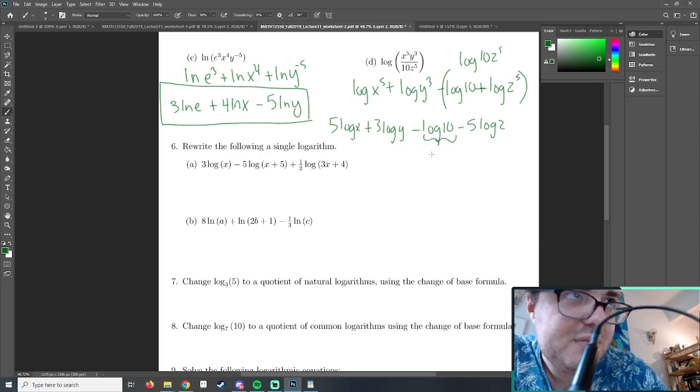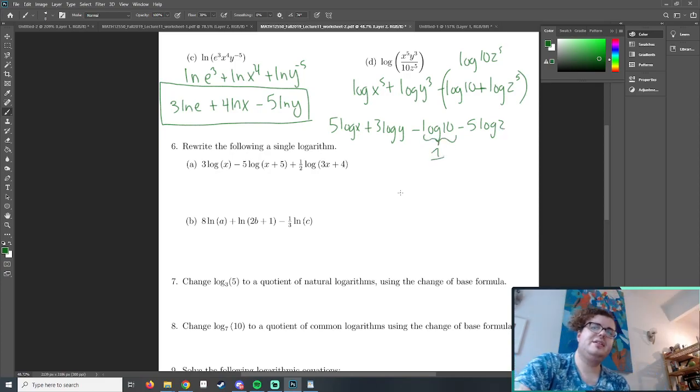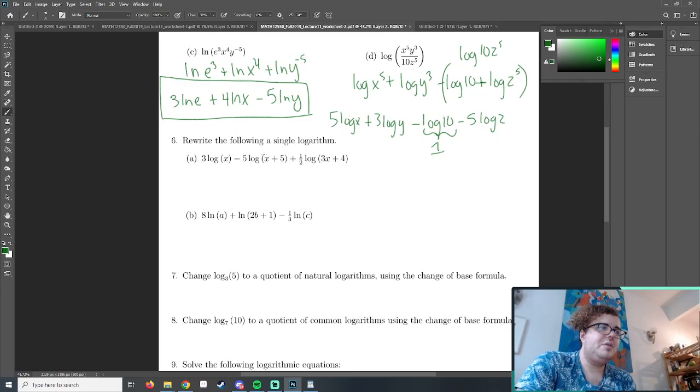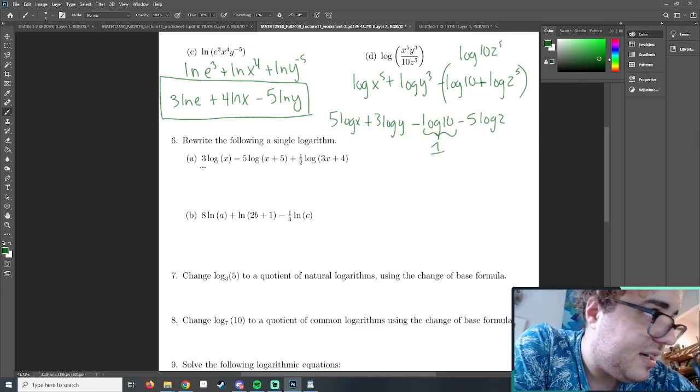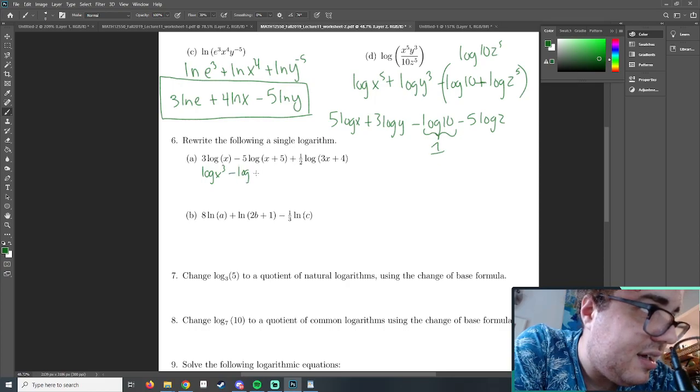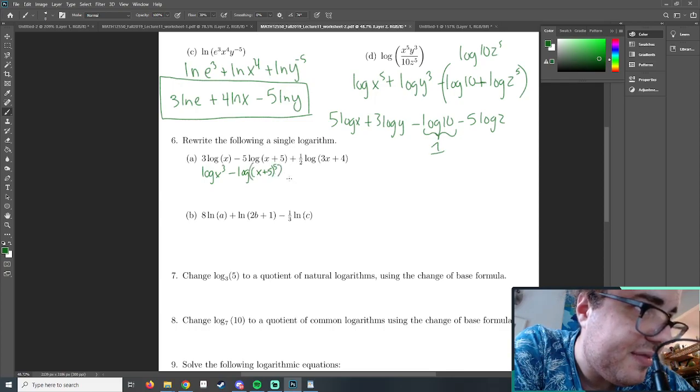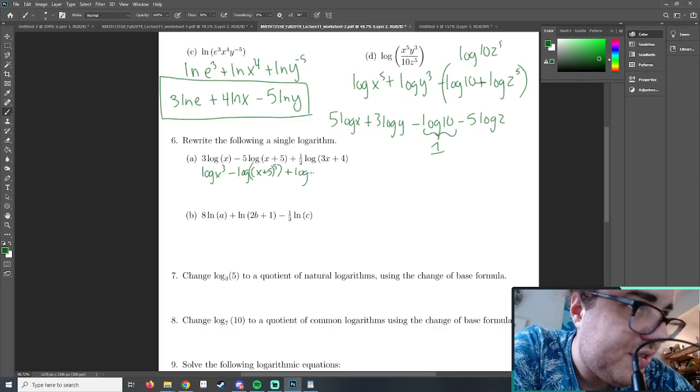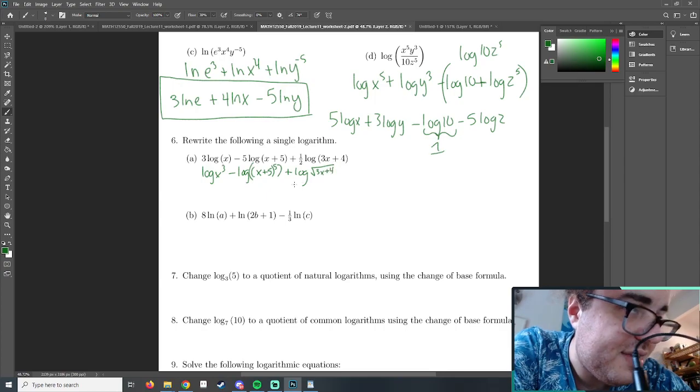Again, this number could be rewritten as a 1, because what power do I raise 10 to get 10? The answer is 1. This is just the reverse of that, so we're rewriting as a single logarithm. So this becomes log of x cubed minus log of, this is important, x plus 5 to the fifth power is what this logarithm is of. Alright? And then this is plus log of the square root of 3x plus 4, because a 1/2 power is the same as a square root.